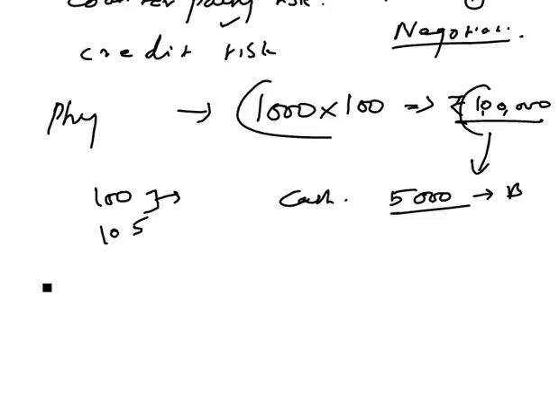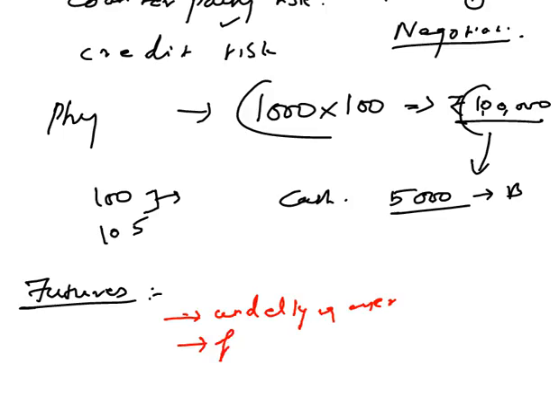Now let's see about the futures contract. So what is this futures? Like a forward contract, it is also an agreement between two parties in which the buyer agrees to buy an underlying asset from the seller at a future date and at a future price, but this price is pre-agreed upon today.